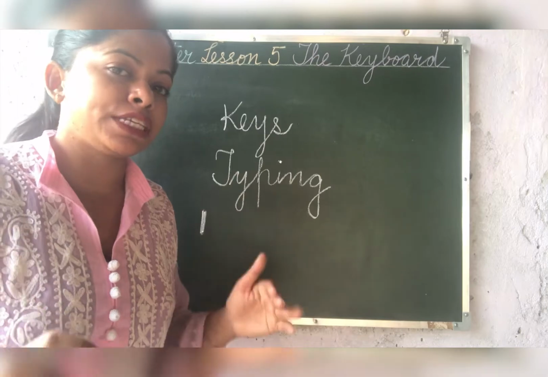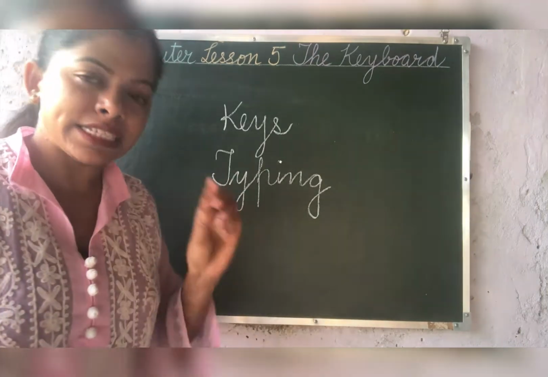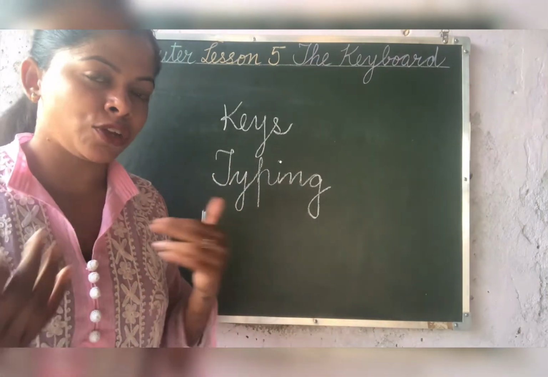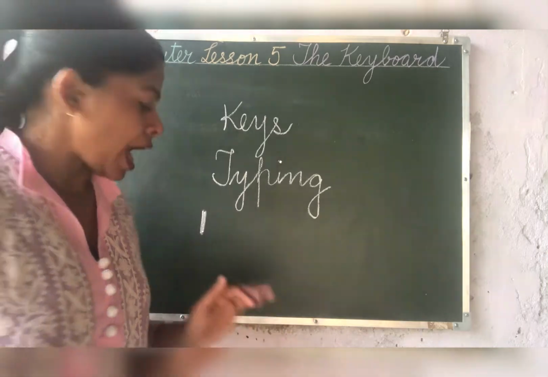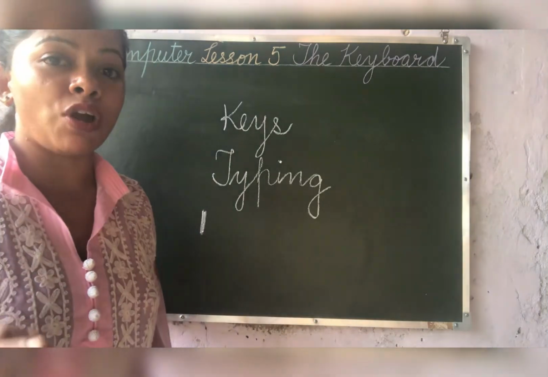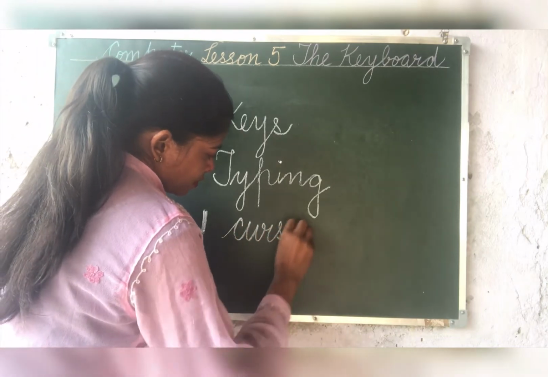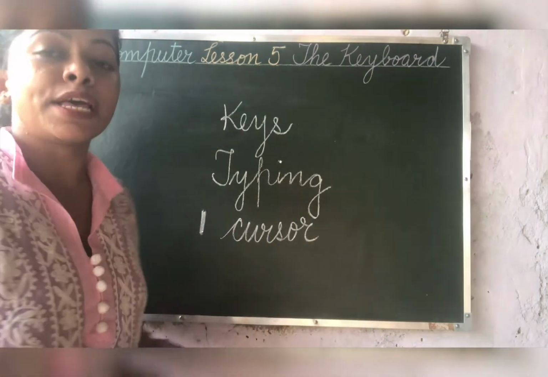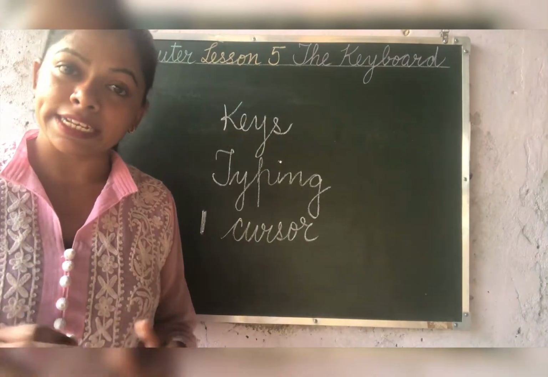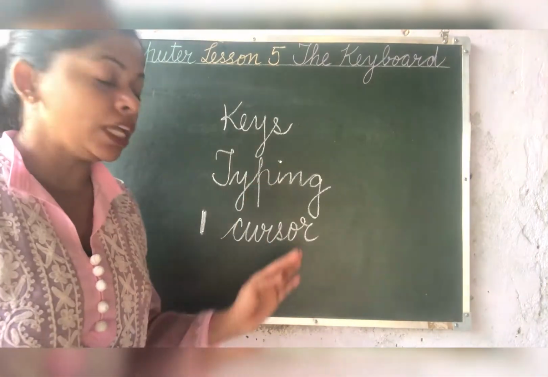Now children, when you will do the typing, you will see one small line on the monitor. On the computer screen, you will see one small line. This is a blinking small line. It comes and goes. It just blinks fast. And this blinking line is called cursor. Children, this blinking line is called cursor. Okay, so children, you learn the spellings also.